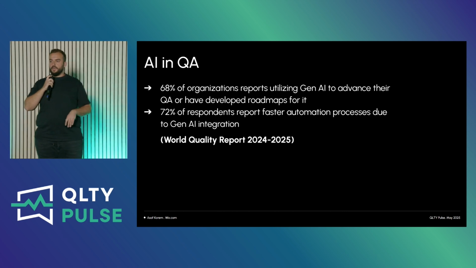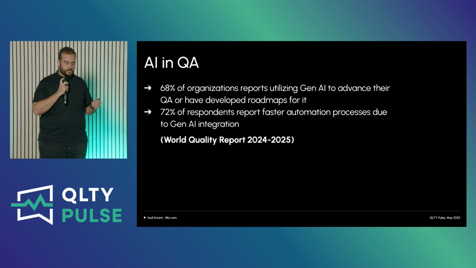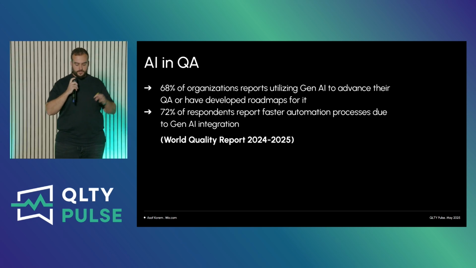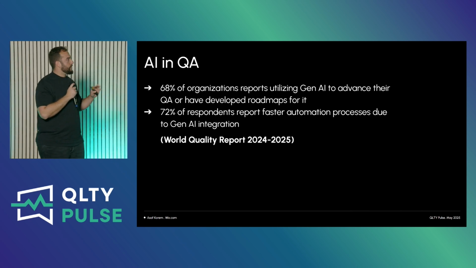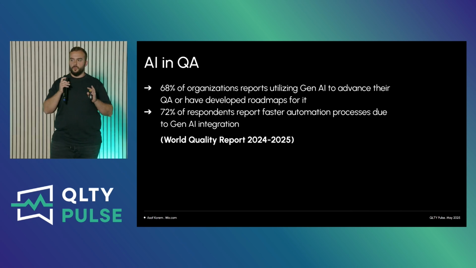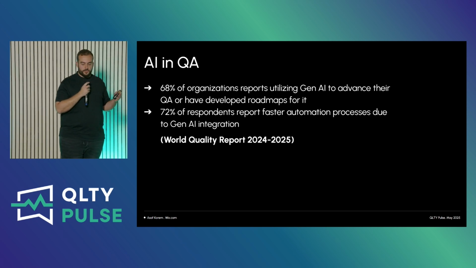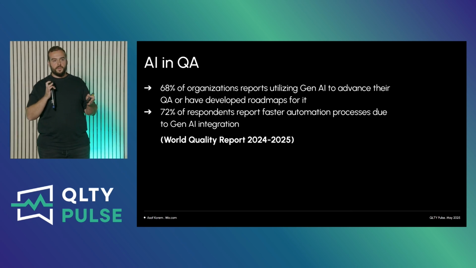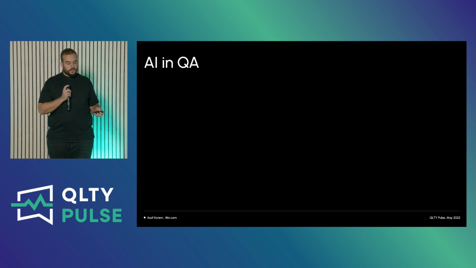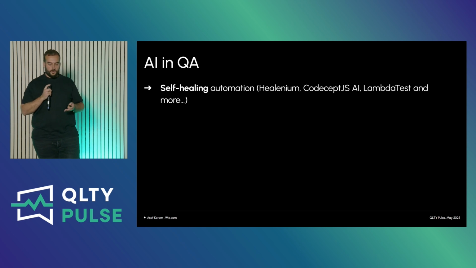So let's do that. There's a report that is published, I think, every year, and they published one at the beginning of this year that is called the World Quality Report. In this report, around 70% of the organizations reported that they started to use Gen AI in their quality assurance, or have reported that they are building roadmaps to integrate this into their workflows. So let's talk about the AI products for QAs that are out there in the wild.